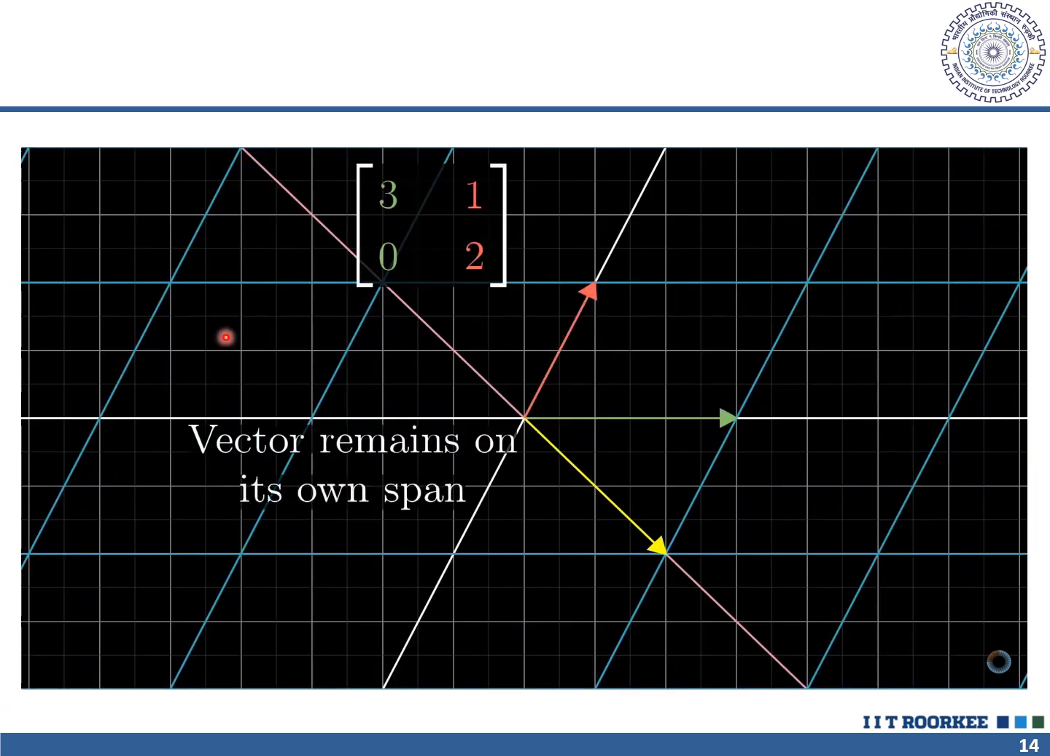This is the graph after the linear transformation by applying 3012. This is the span we chose in the previous slide, and the vector remains on its own span. It doesn't change its direction. It just got stretched by 2 times. So this is the kind of special vector we are thinking of.